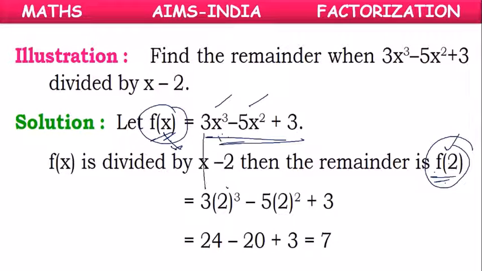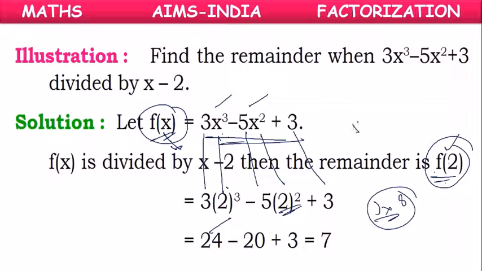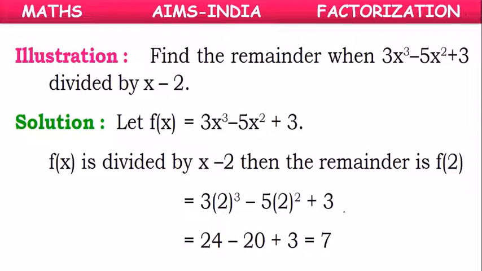So 3 into 2 cube, minus 5 into 2 square, plus 3. So 2 cube is 8. 3 into 8, which is equal to 24. 2 square means 4. 5 into 4, which is equal to 20, plus 3. So 24 plus 3, 27, minus 20 equals 7. So 7 is the remainder.